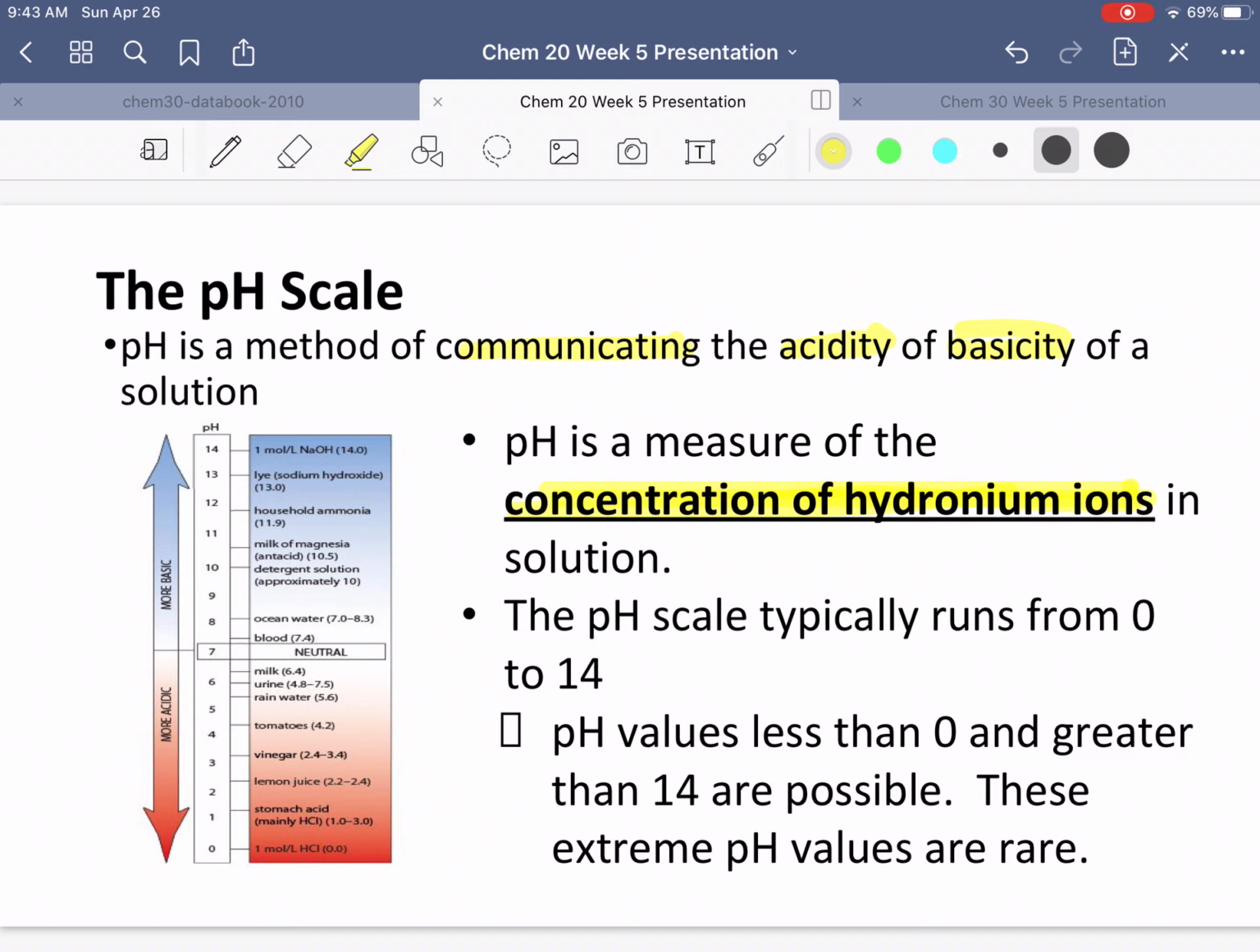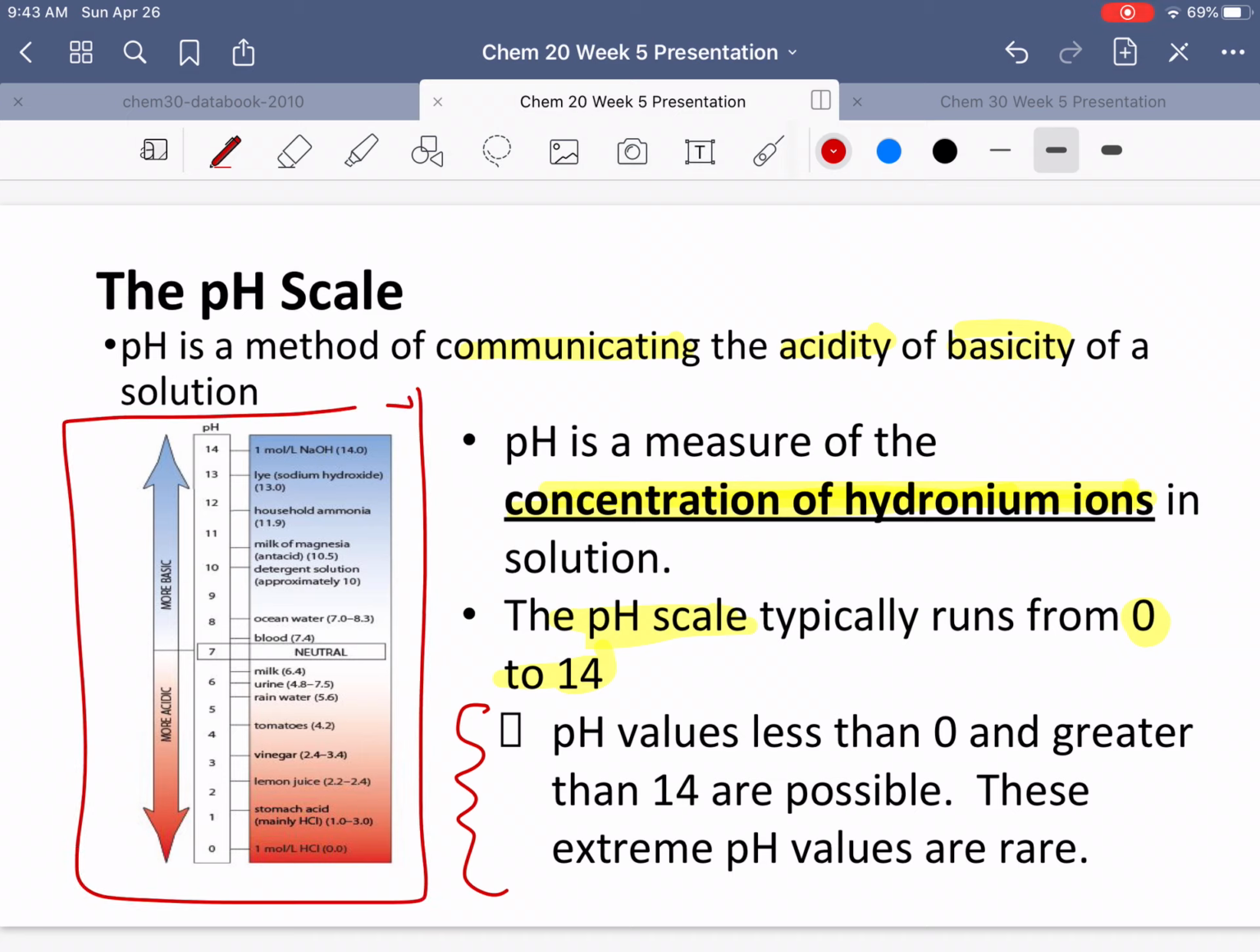But ultimately, focus on what you know to review. The pH scale goes from 0 to 14. Oh yeah, that's familiar. Now, could you actually get a pH less than 0 or a pH greater than 14? Yeah, it is possible. You can imagine a pH less than 0 is incredibly acidic, and a pH greater than 14 is incredibly basic.